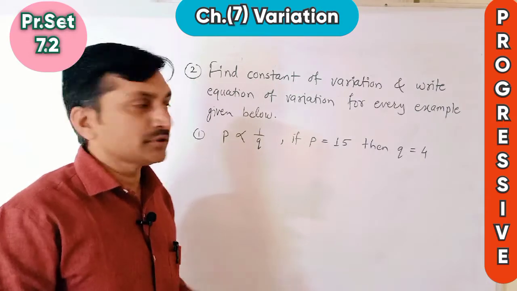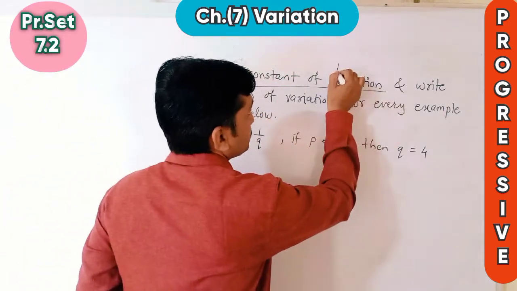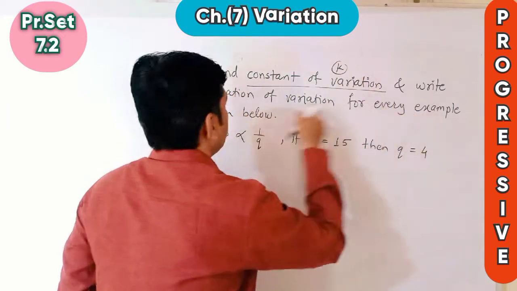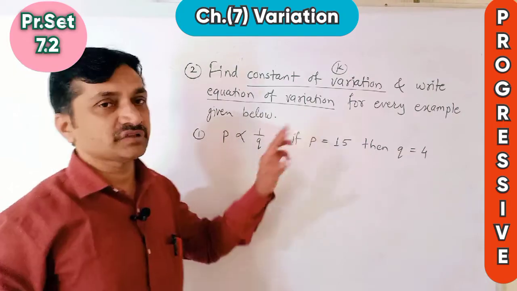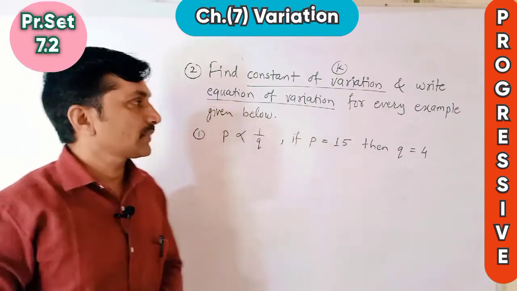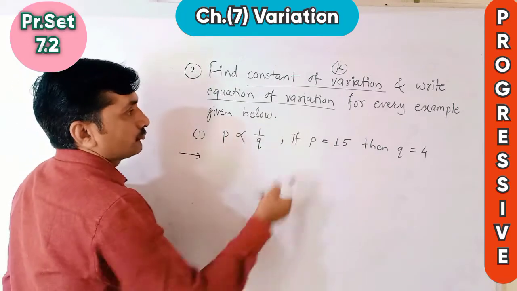Now let's see example number 2. Find the constant of variation. Constant of variation means k value, and write equation of variation. Equation of variation means x into y is equal to k. x multiplied by y is equal to k. That is the equation for every example given below.